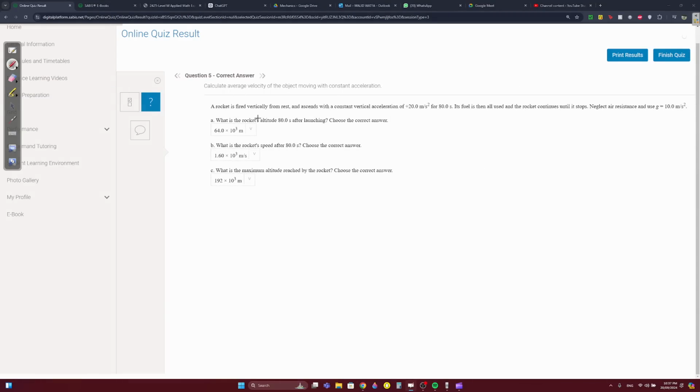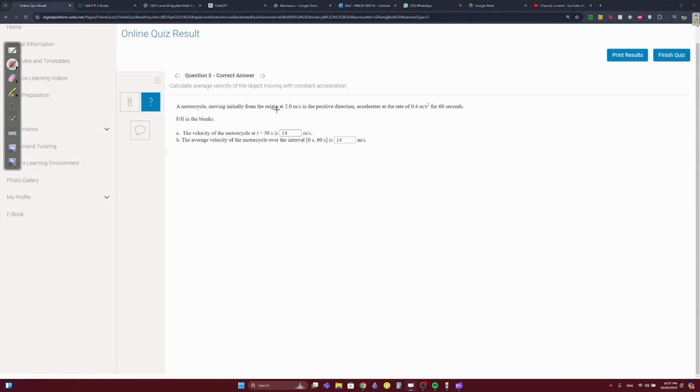Question 5. A motorcycle moving initially from the origin at 2 meters per second. So initially at 2 meters per second, so this is u. This is how I like solving. On my scratch paper, as I solve, I write u equals 2, and then it accelerates, so a equals 0.4, and then time is 60. This is how I solve.